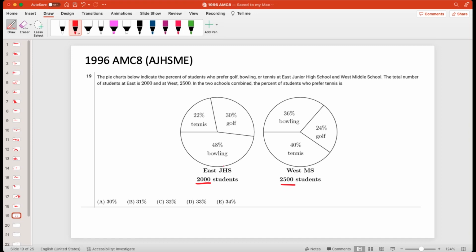Percentage of students who prefer tennis totally, right? So total number of students in both schools is 4500, which will be your denominator. We have to find the numerator. So here it will be 40% of 2500, which is 1000. And be careful, you have to take tennis, okay? So don't take bowling here. So this is tennis.